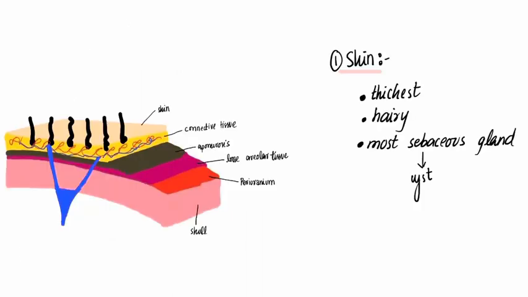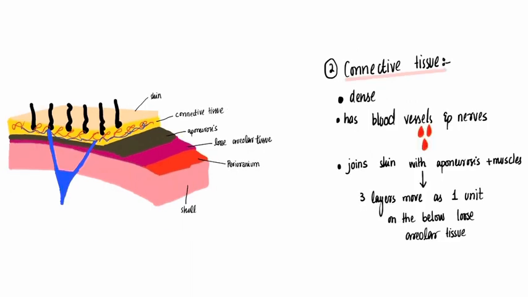The skin is the thickest, hairiest, and has the most sebaceous glands. That's why it's more prone to sebaceous cysts. The dense connective tissue layer is very vascular, hence any injury to this layer causes profuse bleeding. This dense connective tissue layer joins the skin, the upper layer, to the lower layer, which is the aponeurosis and the muscles, making the upper three layers move as one unit on the loose areolar tissue below.